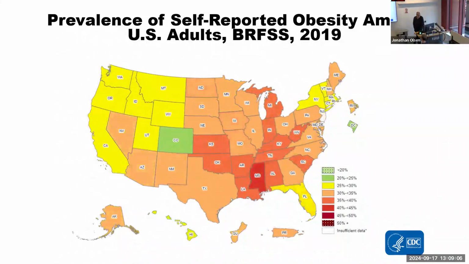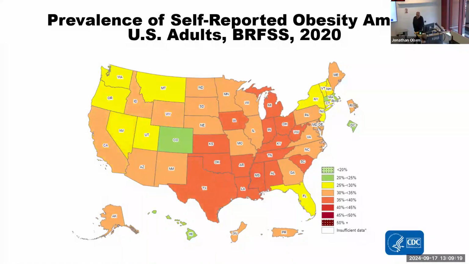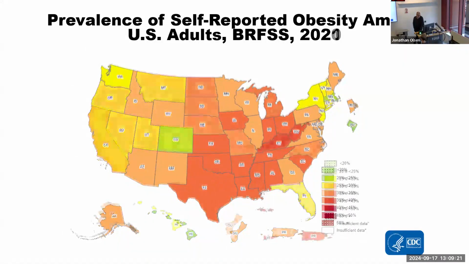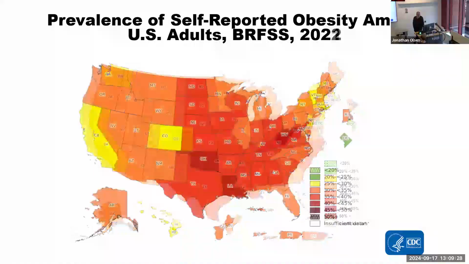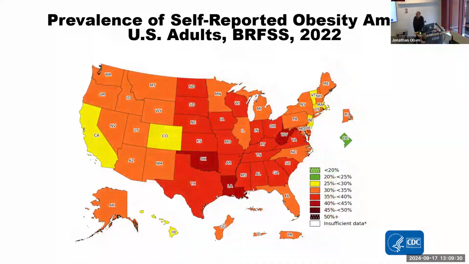Keeps going. Mississippi now has turned dark red, so above 40% prevalence of obesity. Colorado is still hanging on green, as is Washington, D.C. Mississippi flips back. Now we're basically all red. 2022, the entire country goes red except for a few places. Colorado is still hanging on as one of the lower prevalence states.